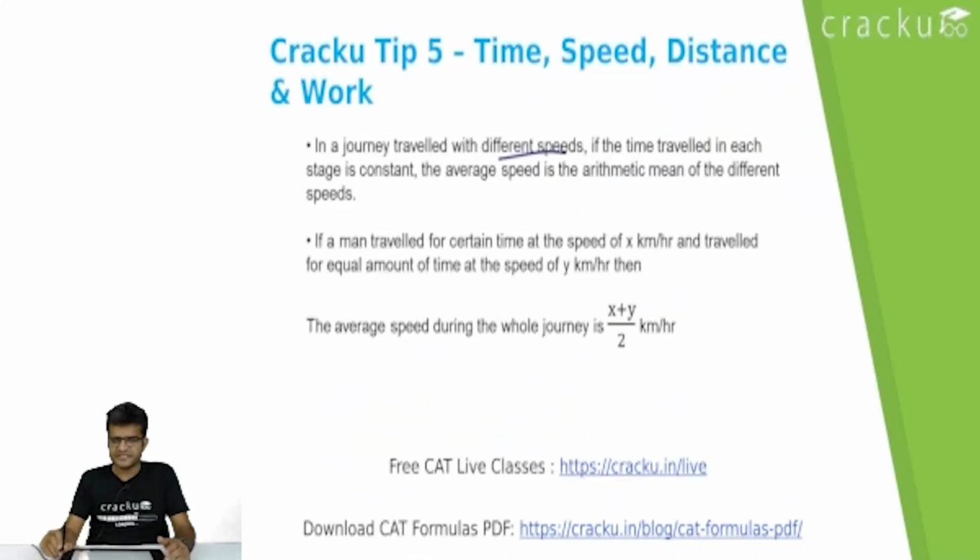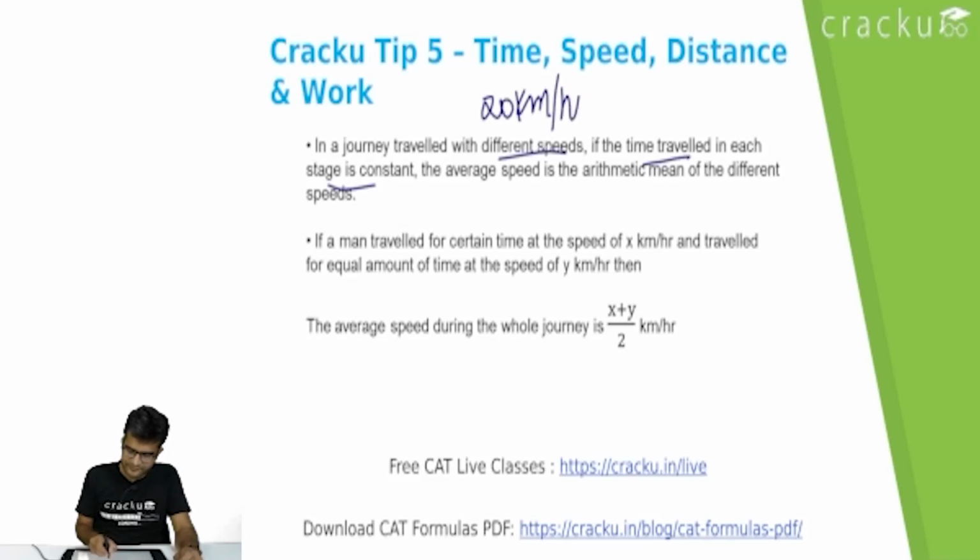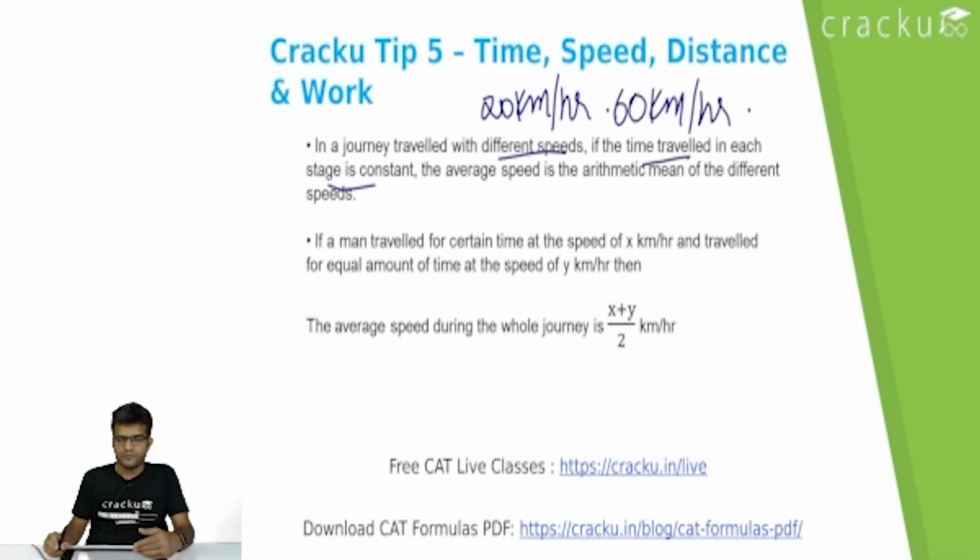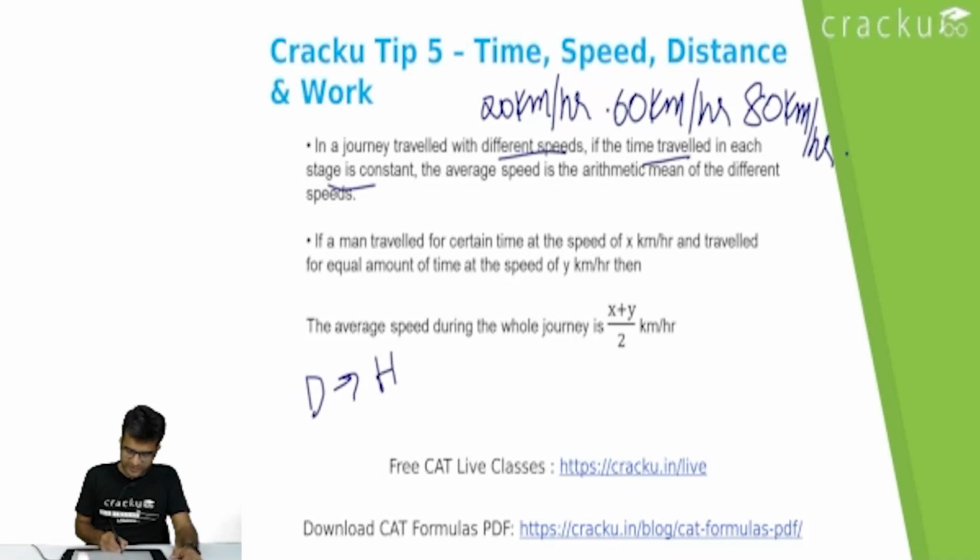If the journey is traveled at different speeds, earlier the distance was the same. Now if the time is the same, so we traveled for 1 hour by bus at 20 kilometers per hour, 1 hour by car at 60 kilometers per hour, and 1 hour by say horse at 80 kilometers per hour. If the distance is the same, it is the harmonic mean. If the time is the same, then it is the arithmetic mean.